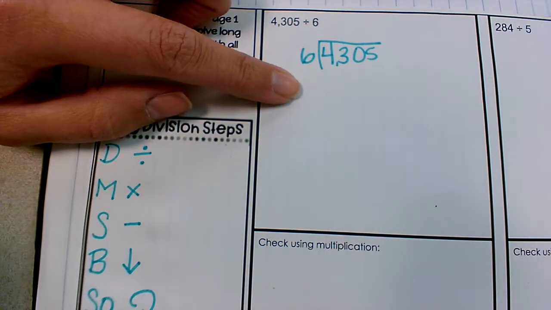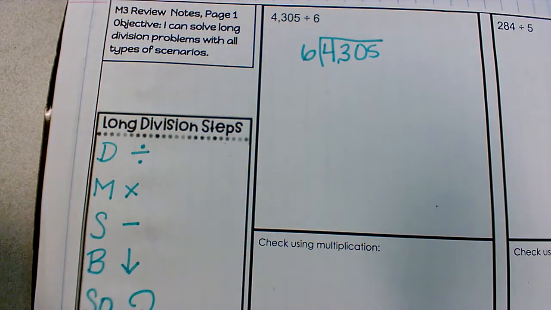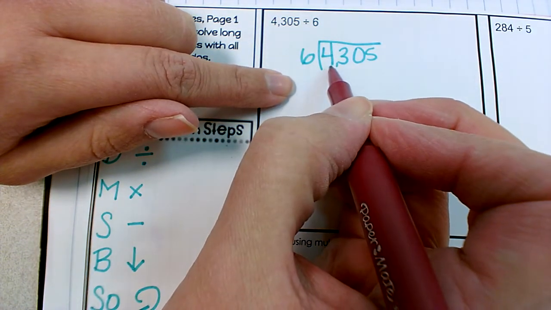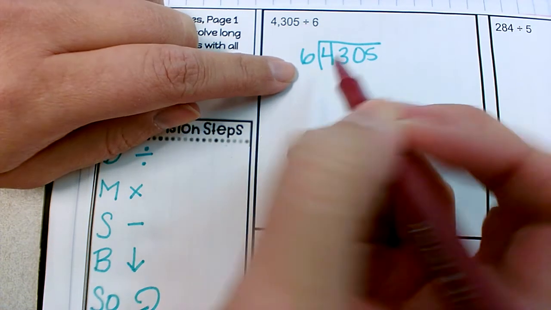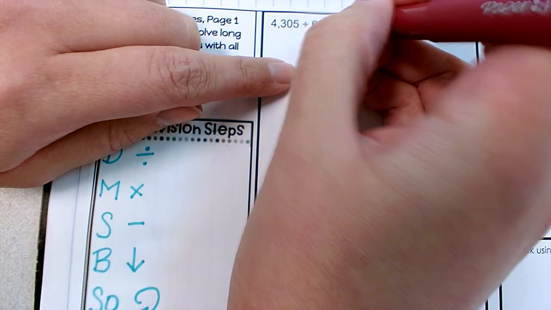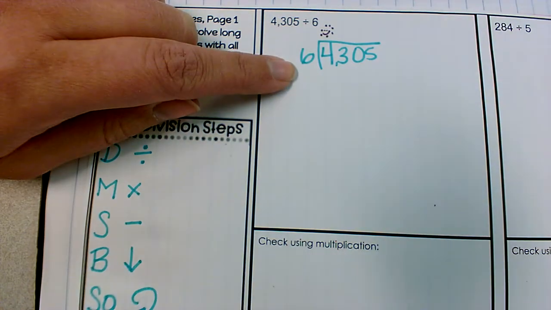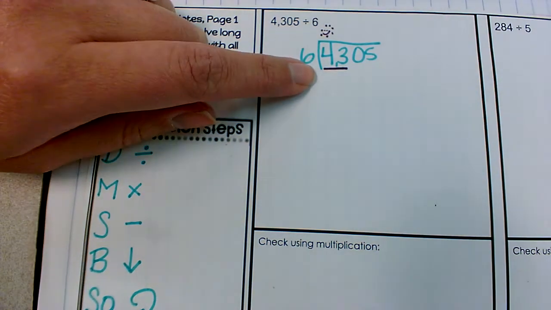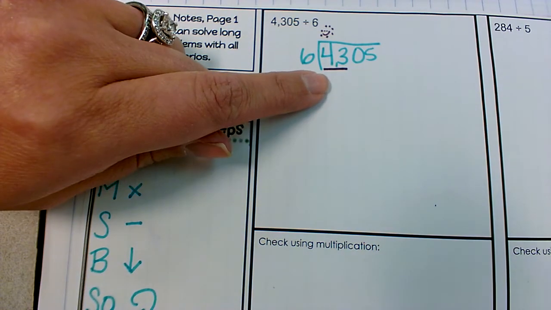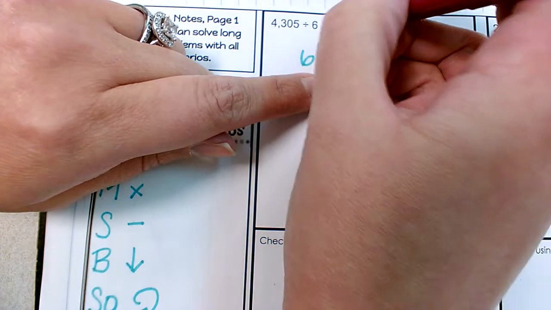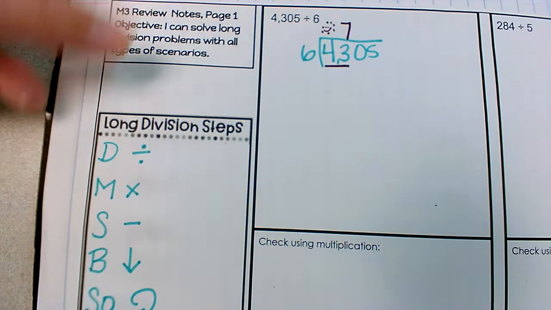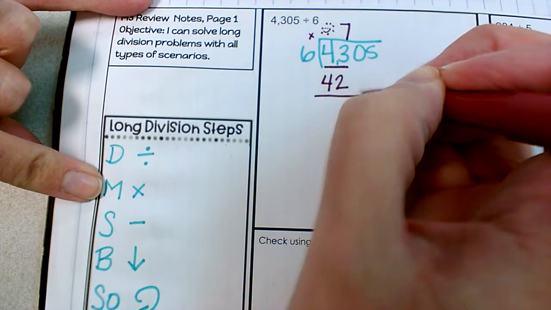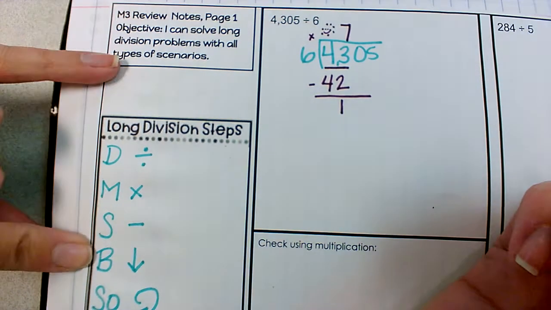So I look at my steps first, and it tells me to divide. That means how many groups of 6 can I make in 4? Oh, this is that scenario when the first digit of my dividend is smaller than my divisor. So I'm going to put a placeholder 0 in that thousands place. And now I underline and I ask myself, okay, I couldn't put groups of 6 in 4, but how many groups of 6 can I make in 43? So if I were to skip count, I could make 7 groups of 6. Next I multiply. 7 times 6 is 42. Now I can subtract. 43 minus 42 is 1.